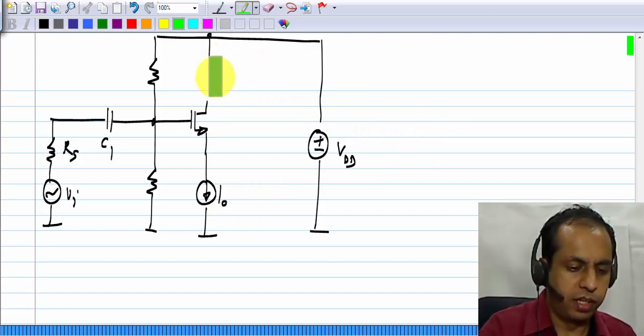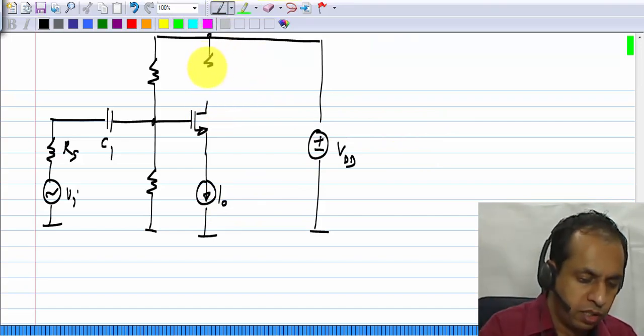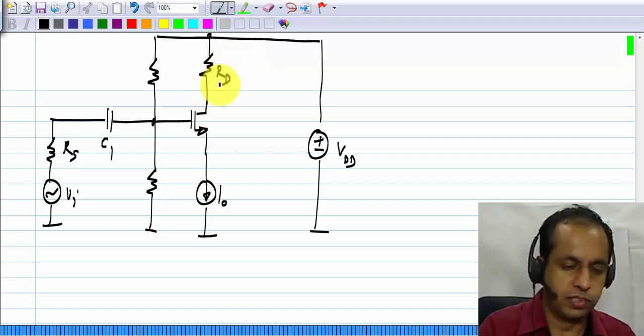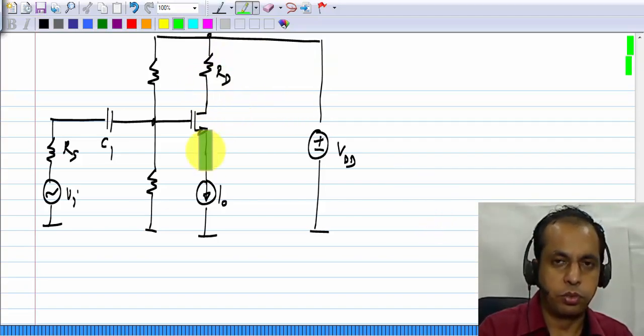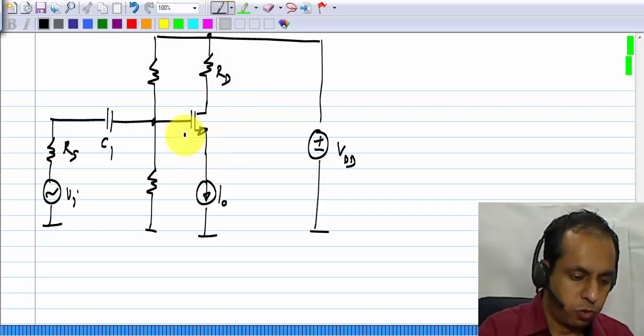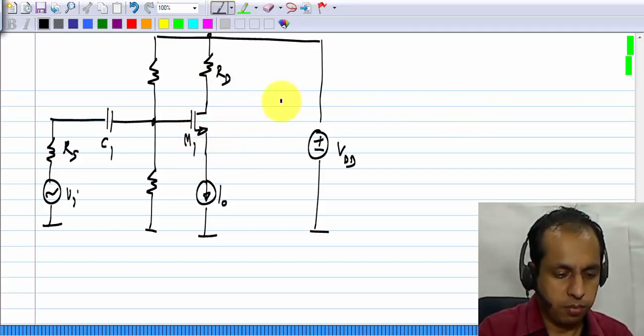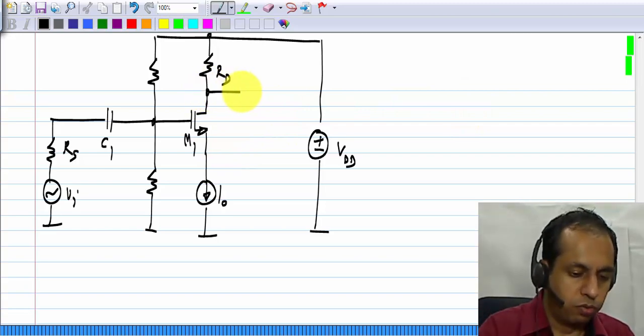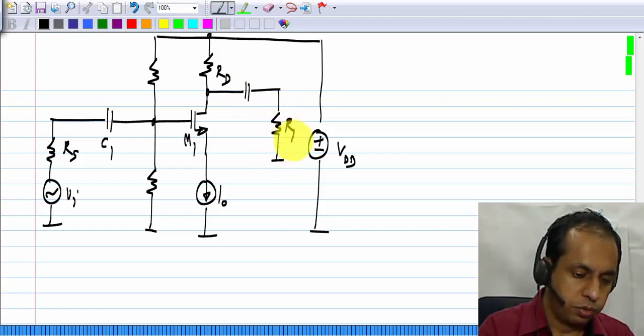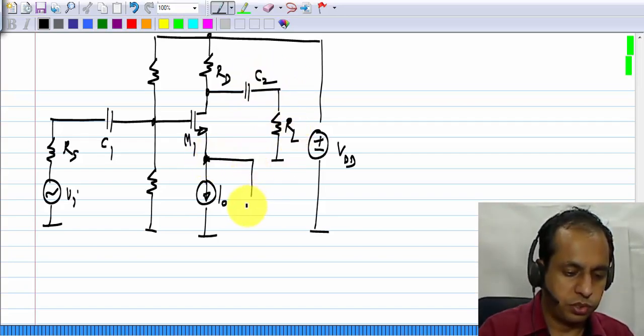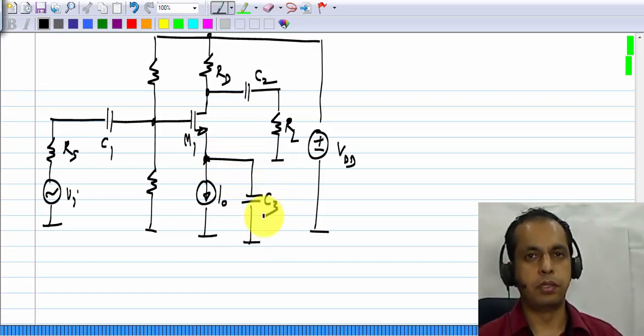A path for the drain current is created to VDD through a resistor RD. Finally, we have to evaluate the drain source voltage of this transistor M1 and make sure that it is indeed in saturation region. And the load will be coupled through a second capacitor C2. And finally, the source of the transistor is shorted to ground using a capacitor C3.